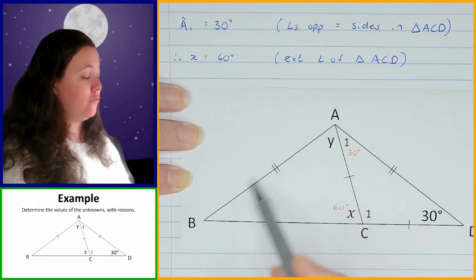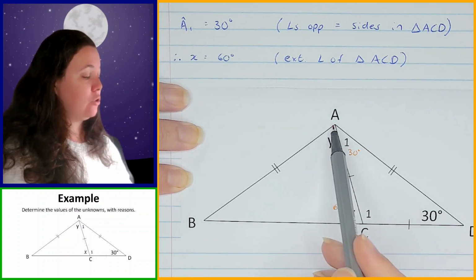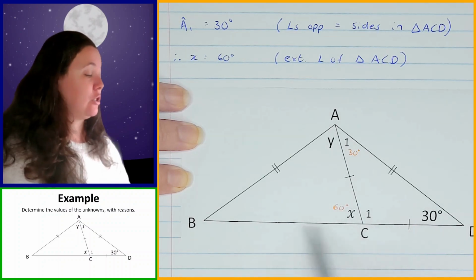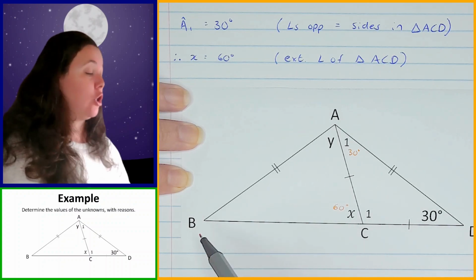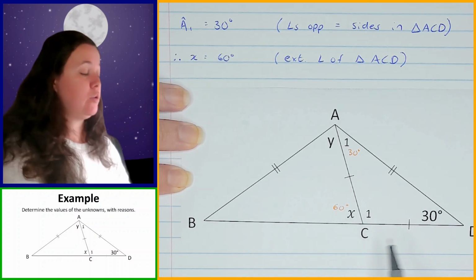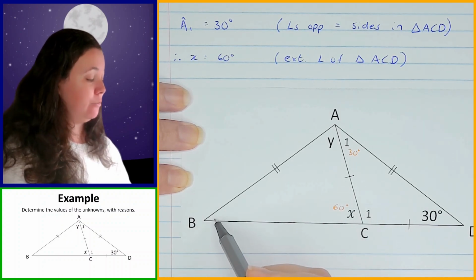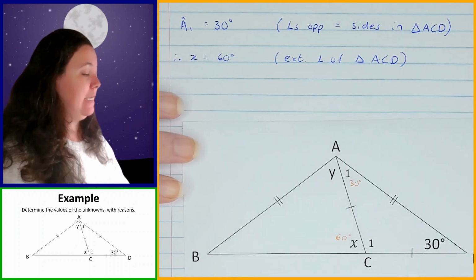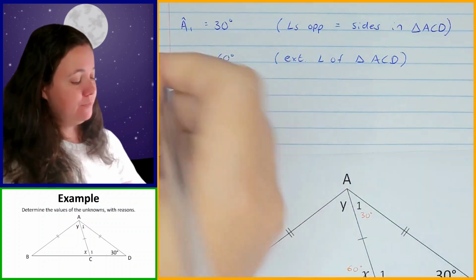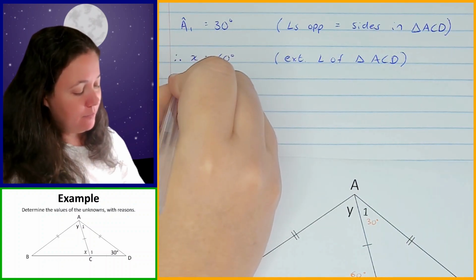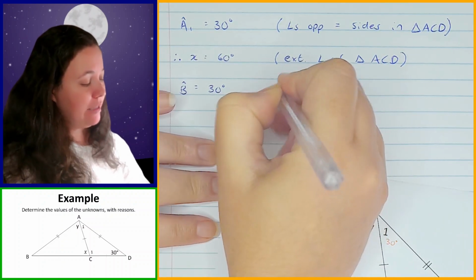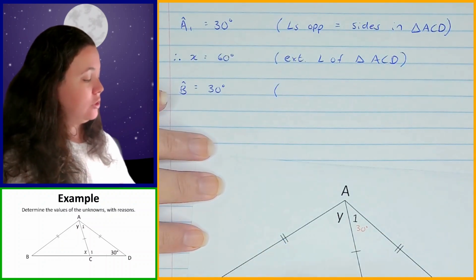Because if you look at the whole of triangle ABD, I've been told that AB is equal to AD, which means that this is an isosceles triangle. So the angles opposite those equal sides will be equal to each other. That means that angle B will be equal to angle D, which is 30 degrees. So I can say that angle B is equal to 30 degrees, and my reason for that is because those are angles opposite equal sides in triangle ABD.